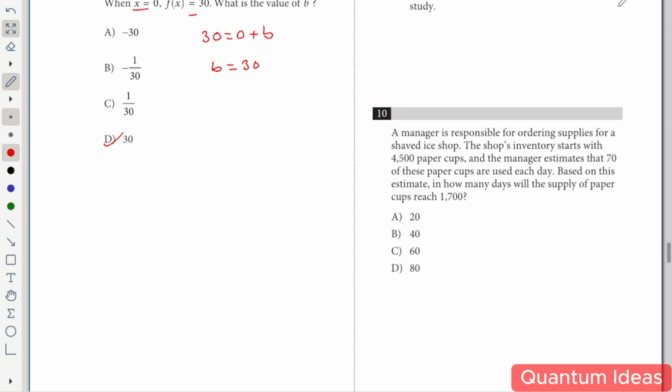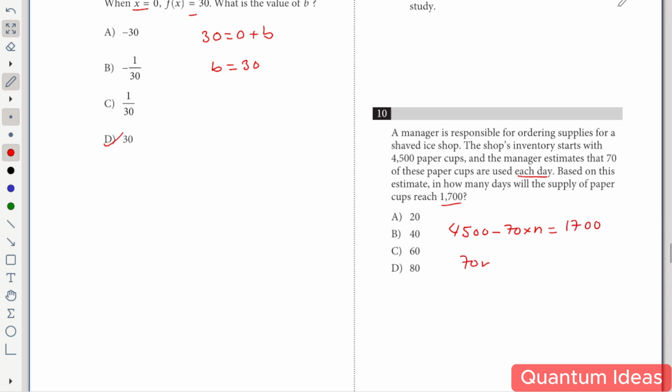The shop's inventory starts with 4500 paper cups, and the manager estimates that 70 of these paper cups are used each day. Based on this estimate, in how many days will the supply be 1700? I think we have also done this problem. Initially there were 4500 cups, and it was decreasing by 70 each day. Let's say it decreased for n days, and finally it becomes 1700. Now you can solve it.